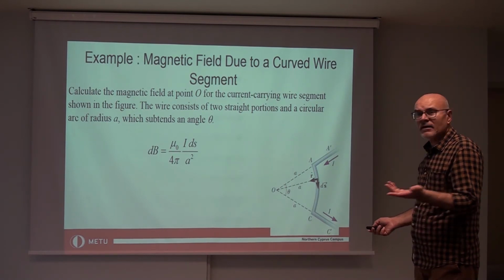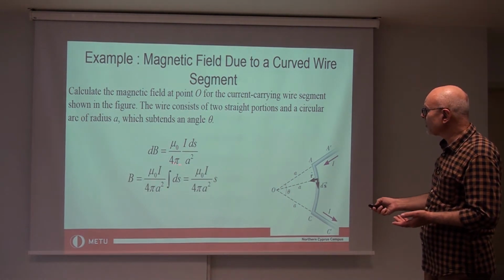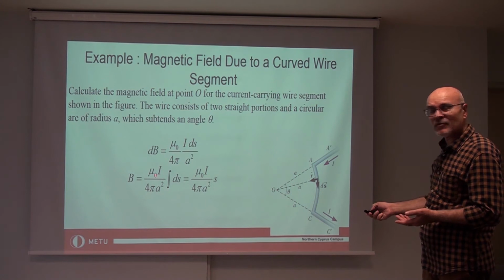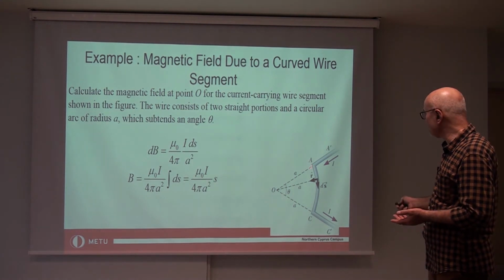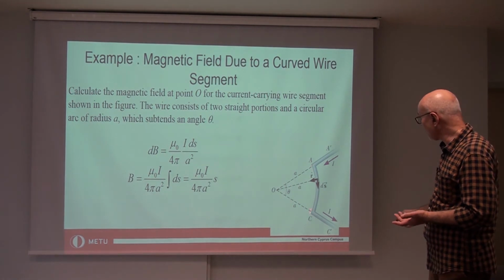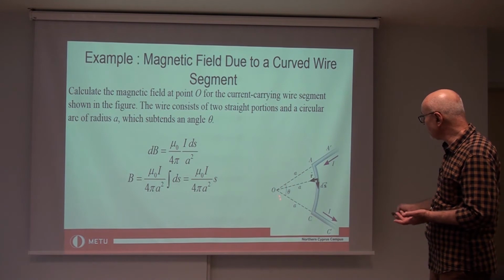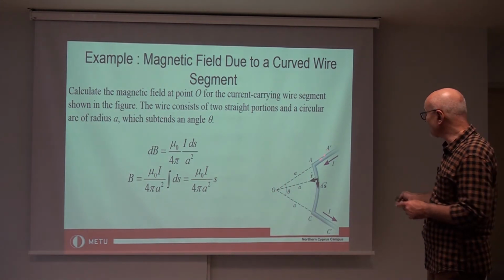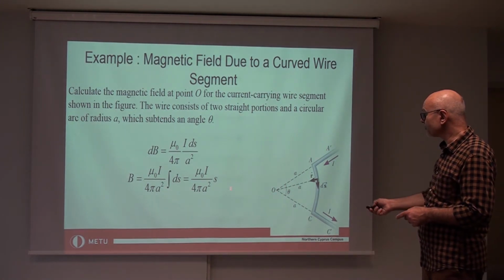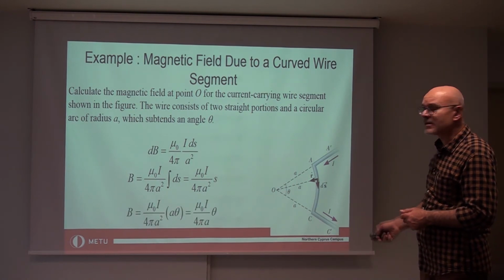So now I am ready to integrate. If you integrate, well, everything here is constant. Integral over ds. What's the integral over ds? Sum up all the ds's here. Well, what are all the ds's here? It's just this arc length. Well, what is this arc length? It is the angle subtended here, theta, in radians, multiplied by a. Okay? It is s. So you substitute for s, and you get this expression.